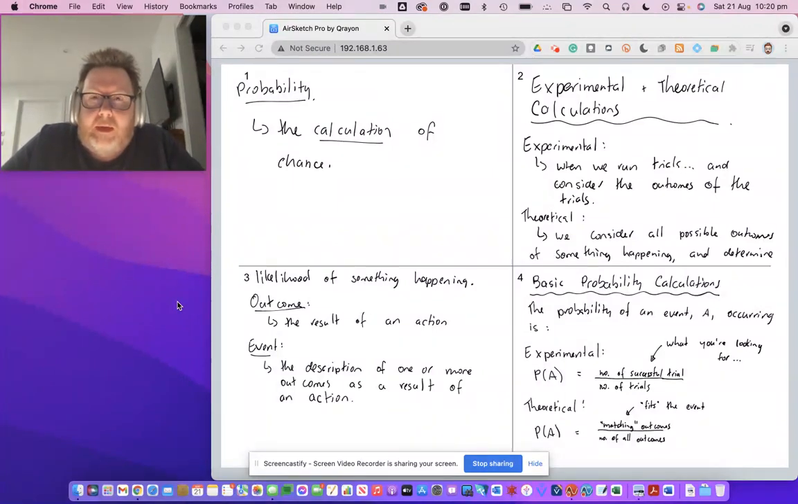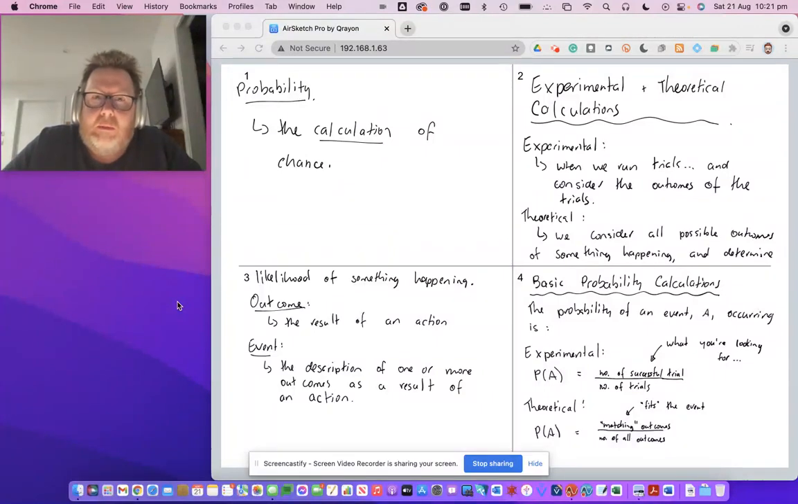So as you would be aware by now, there are two kinds of probability. One is experimental and the other one is theoretical. And I've got some descriptions of both of those there. And I guess in terms of mathematics, both are valid approaches towards probability, but it depends on what you're trying to get out of it, I suppose.